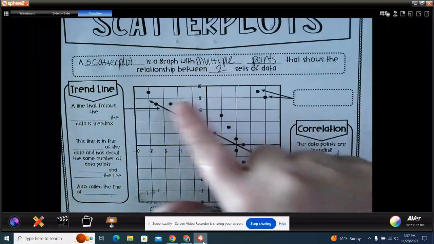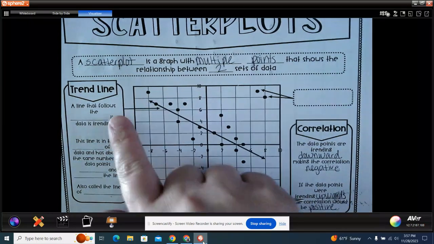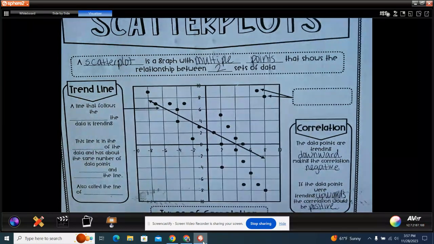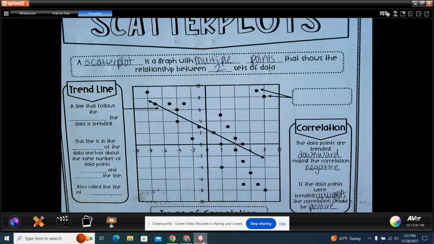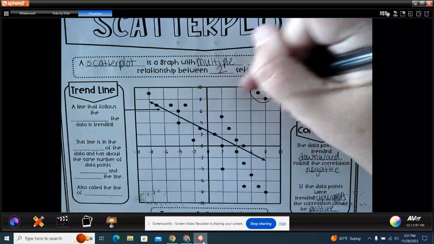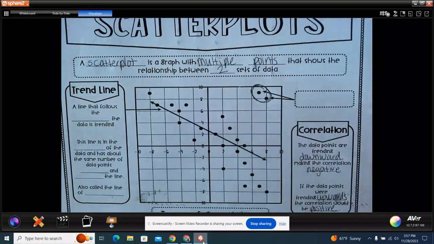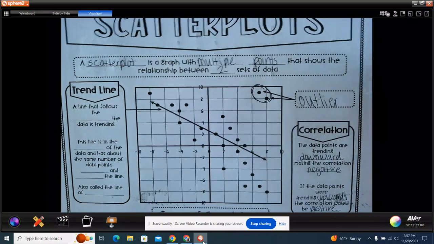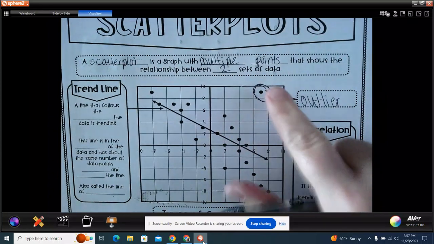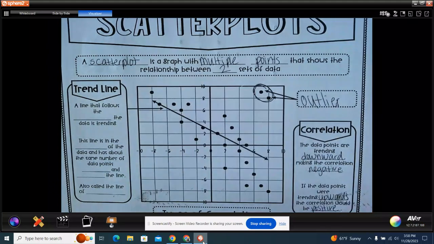Okay, the line that goes through the middle is called the trend line. That helps us identify the equation that best fits our data. Our 2 points on the outside are called outliers. These are the numbers that do not fit into the data, that are kind of separated from all the information.